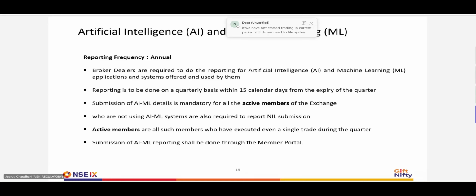So, coming to AI/ML, the reporting frequency is annual, and all the active members of the exchange need to comply with the same. Active members are the members who have executed even a single trade during the quarter. Submission of this AI/ML reporting is to be done through the member portal, on an annual basis.